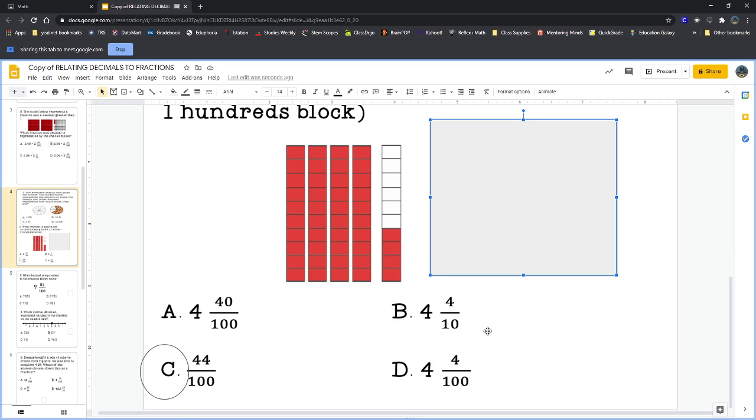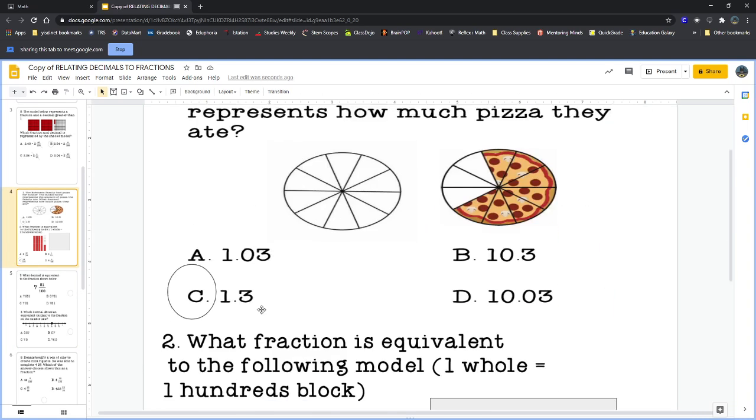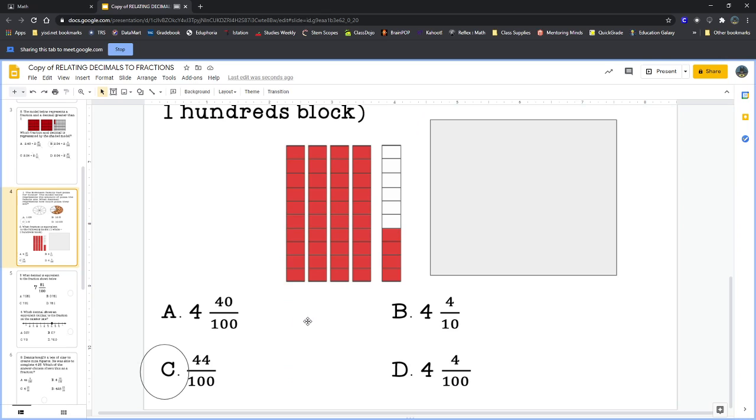If they don't even show me 1 whole hundredths block, then there definitely can't be 4 whole hundredths blocks. So I can't pick answer choice A. There's not one whole, there can't be 4 wholes. I can't pick answer choice B. There's not one whole, there can't be 4 wholes. I can't pick answer choice D. If there's not one whole, there can't be 4 wholes. The only answer choice I can pick is C.